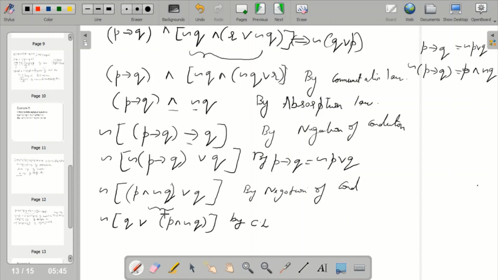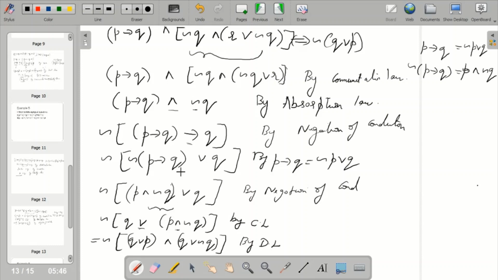Next, here it is or, here it is and, can I apply distributive law within? So this you keep as it is. So here it will be Q or P. If I apply distributive law, Q or P and Q or negation of Q. Q or negation of Q, by which law? By distributive law. Okay, after this step, I'll repeat if you want.